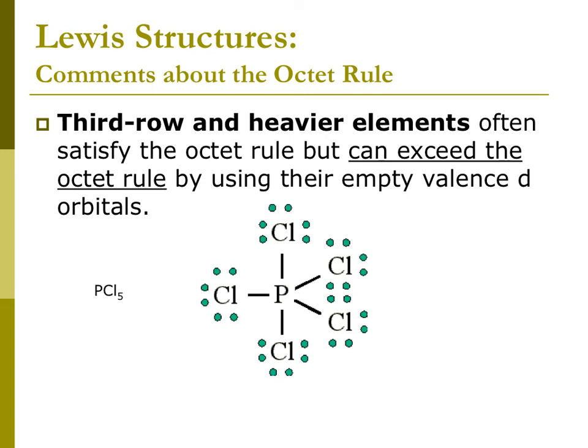We're also going to look at compounds where you have more than 4 things attached. So here's an example of PCl5. We have 5 chlorines attached to this phosphorus. Phosphorus can have an expanded octet. It is in the 3rd energy level.